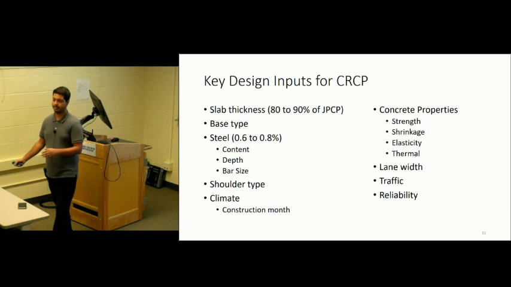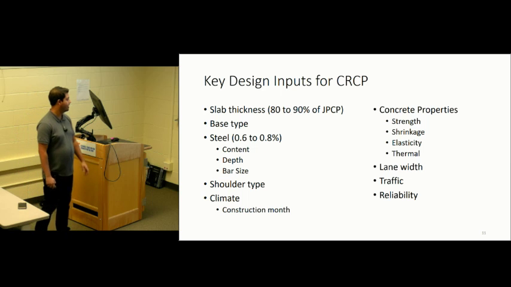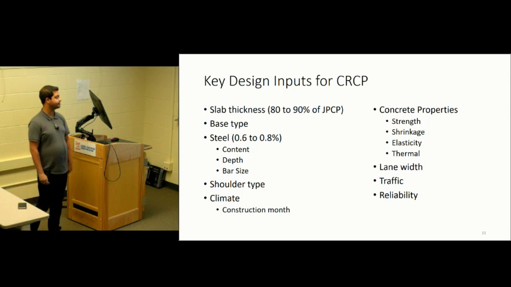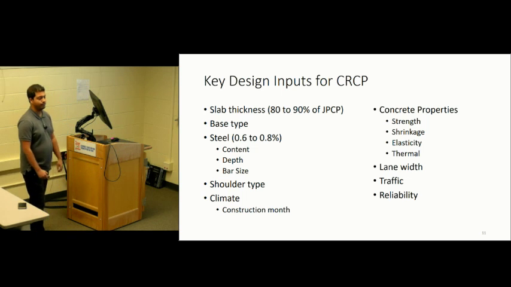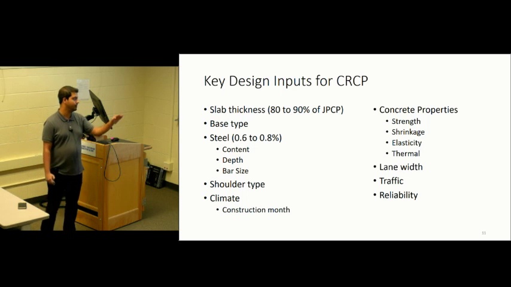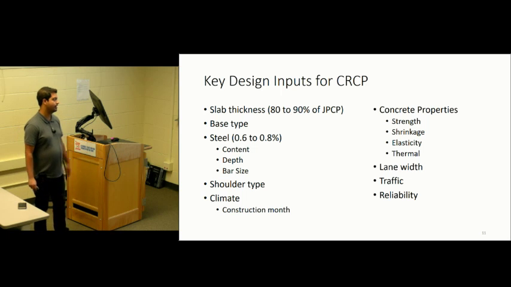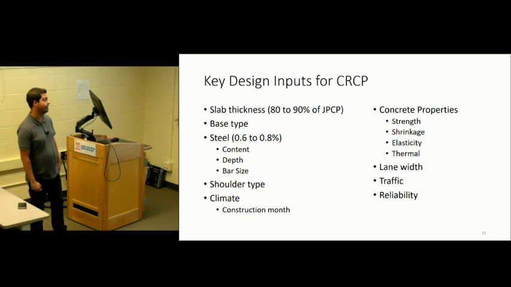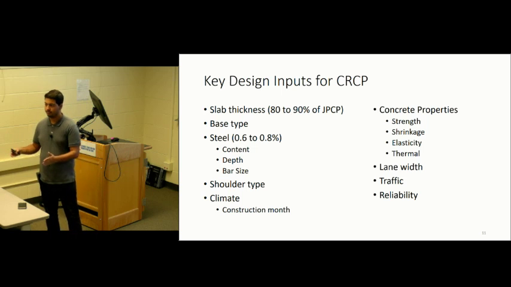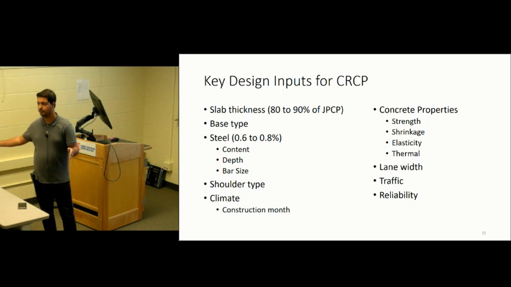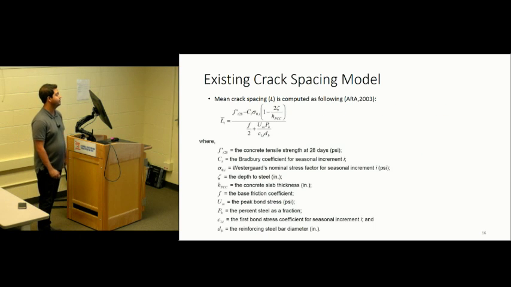The climate, whether we are constructing in Texas or California versus Illinois or Wisconsin. Construction month would affect the setting time of the concrete. I'll briefly talk about that when we reach that section. Other concrete properties: strength of the concrete, shrinkage, elasticity, and thermal properties, which are governed by the aggregate used in the concrete. Also the width of the lane, whether we are using a 12-foot lane or a widened lane, which would be 13 to 14 feet, traffic, and reliability like any pavement.